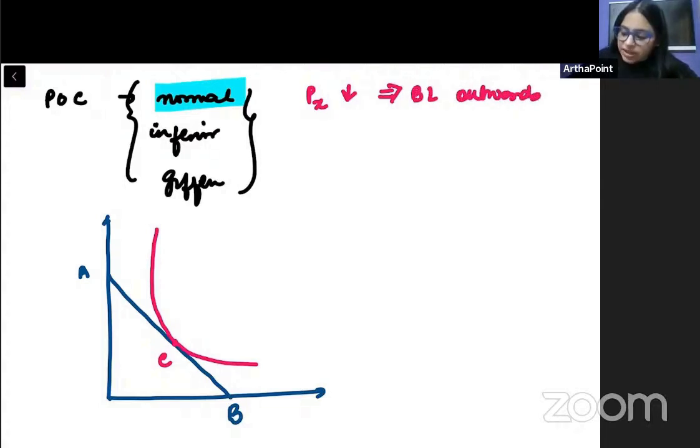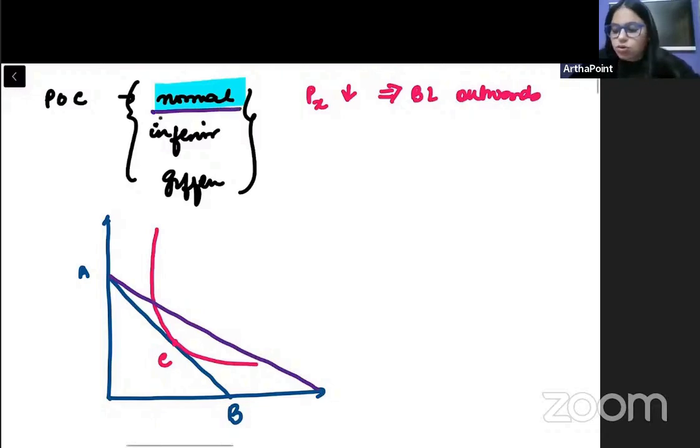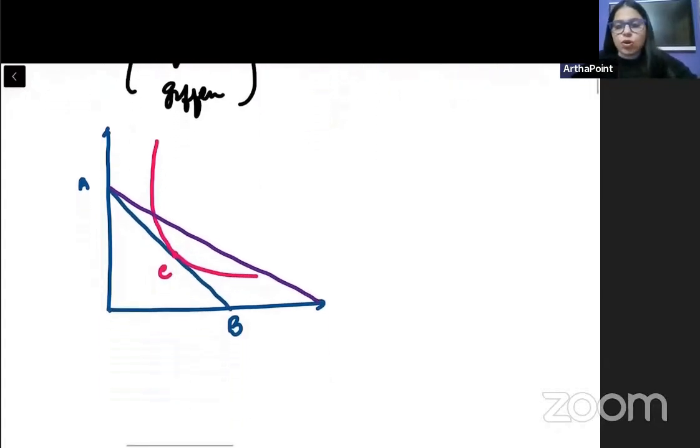If my budget line will pivot outwards, then if it is a normal good, I know I have to increase the demand of good X. मुझे X की demand को increase करना है. I have to increase the demand of good X. But this is where the issue lies.